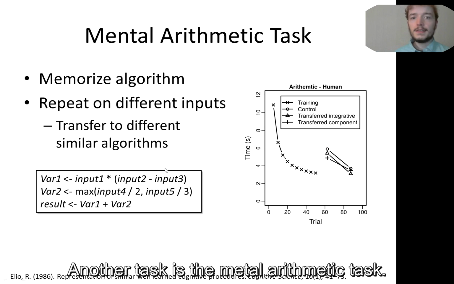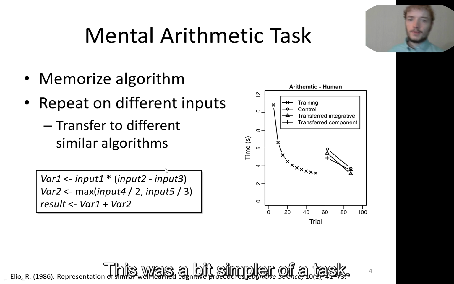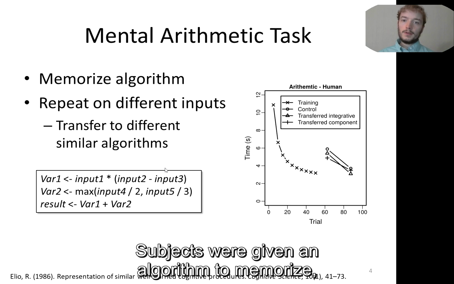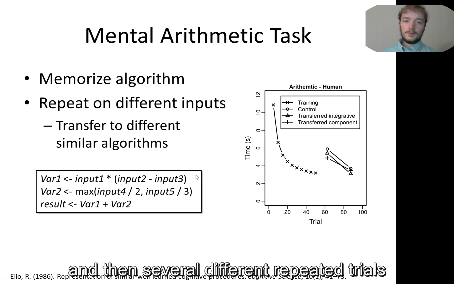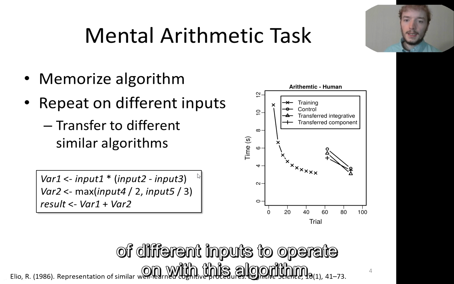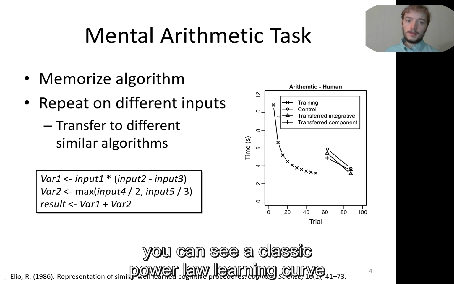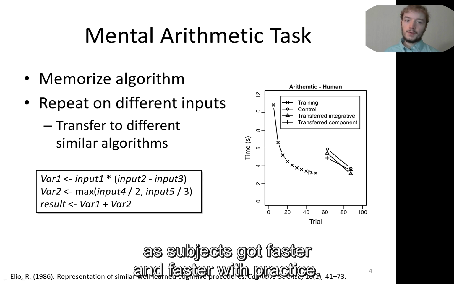Another task is the mental arithmetic task. This was a bit simpler of a task. Subjects were given an algorithm to memorize, such as the one in this box here, and then several different repeated trials of different inputs to operate on with this algorithm. And here on the plot on the right you can see a classic power law learning curve as subjects got faster and faster with practice.